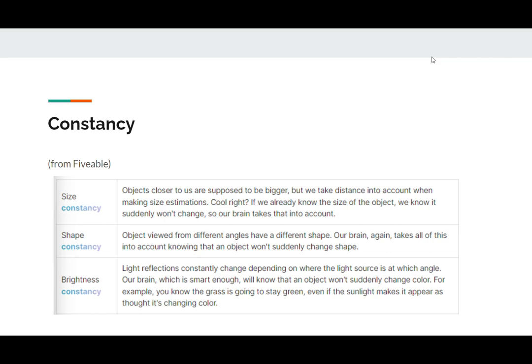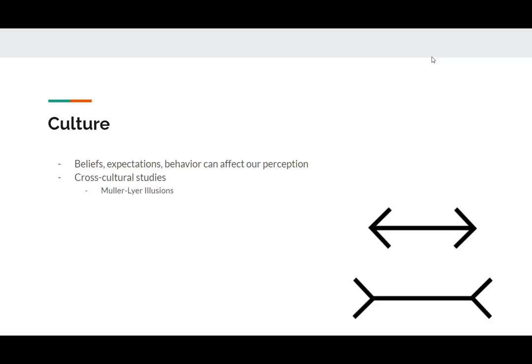Objects viewed from different angles have different shapes. Our brain, again, takes all of this into account, knowing that an object won't suddenly change shape. And finally, we have brightness constancy. Light reflections constantly change depending on where the light source is and at which angle. Our brain, which is smart enough, will know that an object won't suddenly change color. For example, you know that the grass is going to stay green, even if the sunlight makes it appear as though it's changing color to yellow or orange, something like that. I don't know, just making things up.